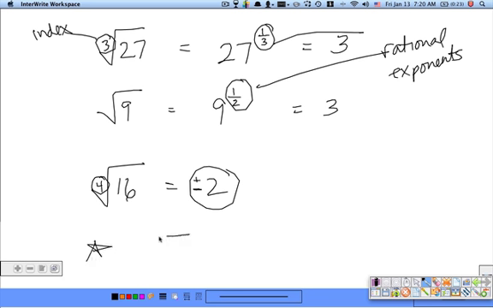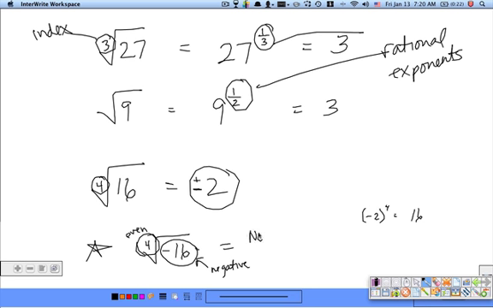What is the fourth root of negative 16? What's that equal to? Is there anything to the fourth power that gives you negative 16? Will negative 2 to the fourth power give you negative 16? No. It'll give you positive 16. So here's the deal: if you have an even index right here, and this number is negative, there are no real roots to this answer. So if this number's even and this number's negative, it can't happen.